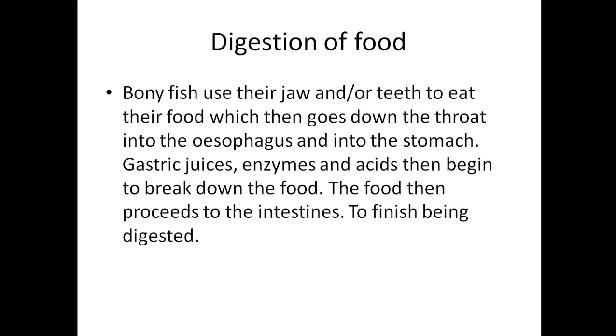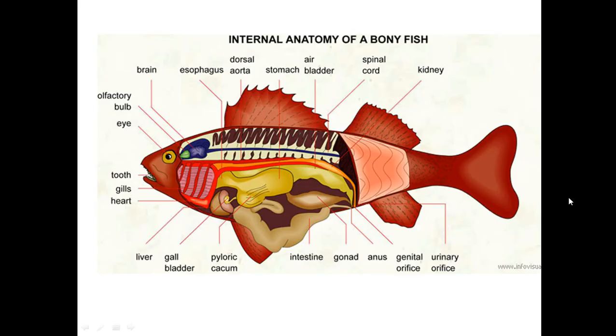Bony fishes use their jaws and teeth to eat their food, and once they eat, it goes through the throat, esophagus and into the stomach. In the stomach, gastric juices, enzymes and acids start breaking down the food material. Then this semi-digested food goes to the intestine where the food is completely digested and then absorbed. So this is the internal anatomy.